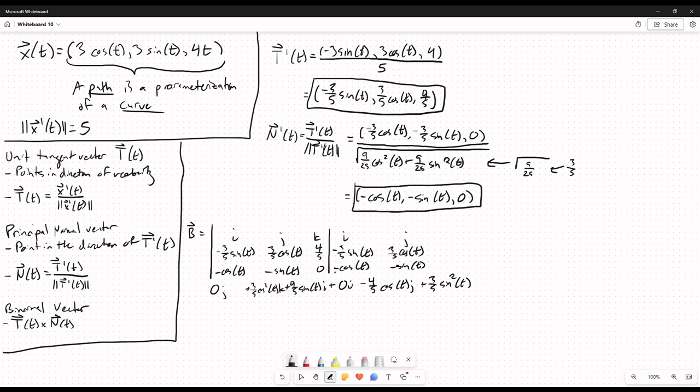So if we put this all together, we're going to end up with 4/5 sine of t for our i term. For our j term, we're going to have negative 4/5 cosine of t. And then for our k term, we're going to have 3/5 cosine squared of t plus 3/5 sine squared of t. That's just going to be 3/5. And that will end up being our binormal vector.